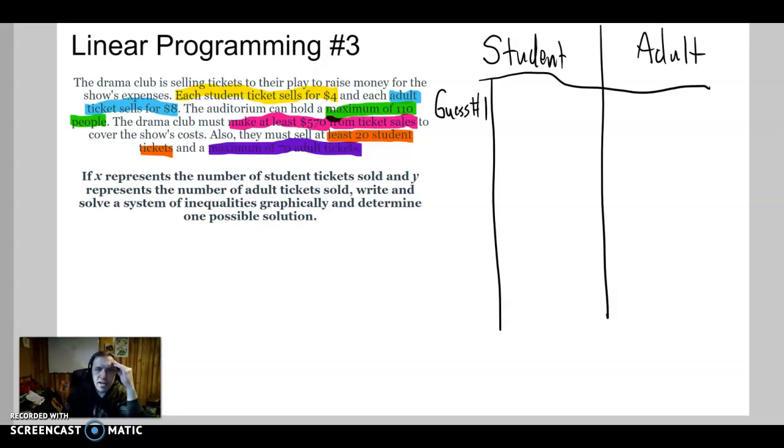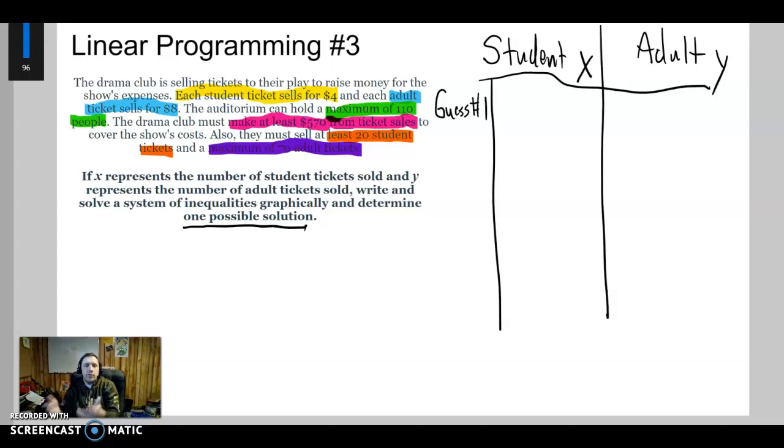It says, let X represent the number of student tickets, so here's X, and let Y represent the number of adult tickets. So we're going to write and solve a system of inequalities graphically and determine one possible solution. So we need to know a number of student tickets, a number of adult tickets. This is where I say, make that first guess, all right? If you see, it says we can only have 110 people, 20 students minimum, 70 adult tickets maximum.